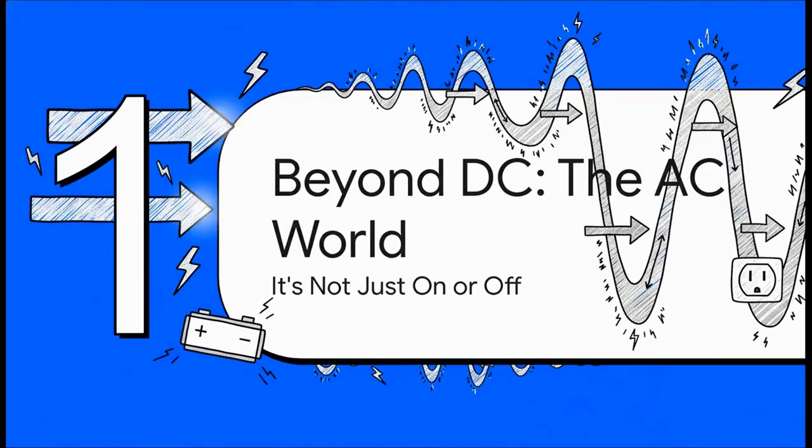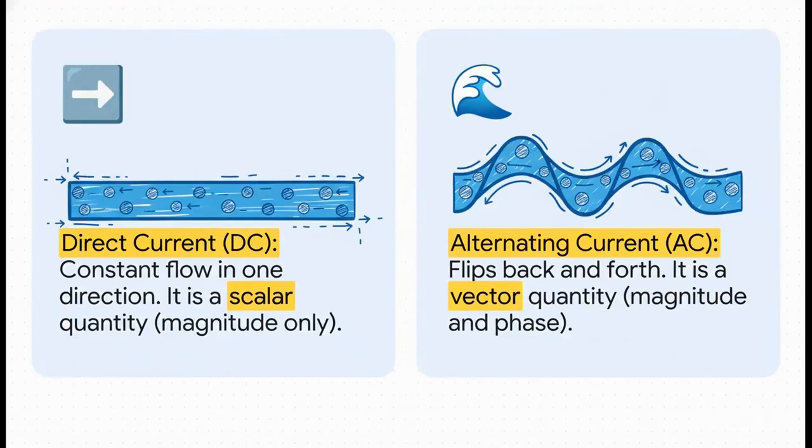So to really wrap our heads around AC, it actually helps to first talk about what it isn't. And that means we need to take a quick look at its simpler cousin, direct current, or DC. Okay, so DC, think of it like a one-way street. The electricity just flows in one constant direction. Simple, right? But AC, well, that's a whole different ballgame.